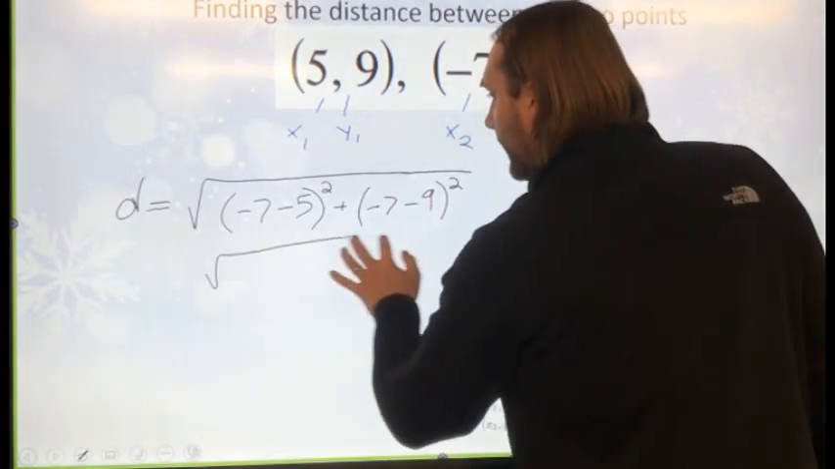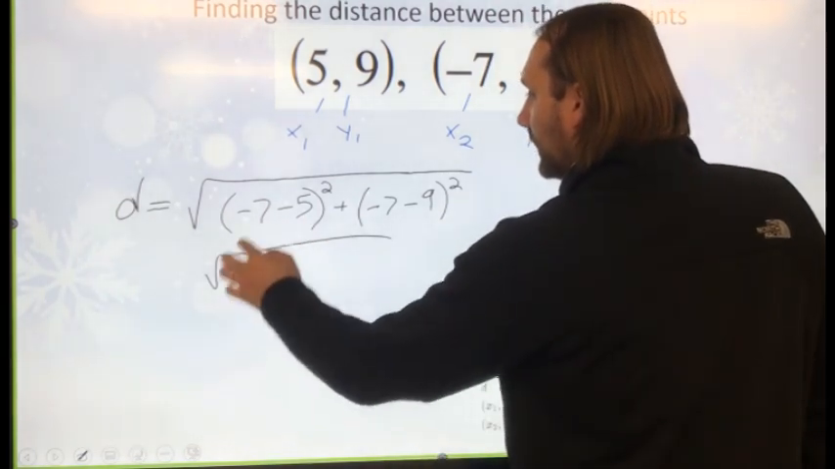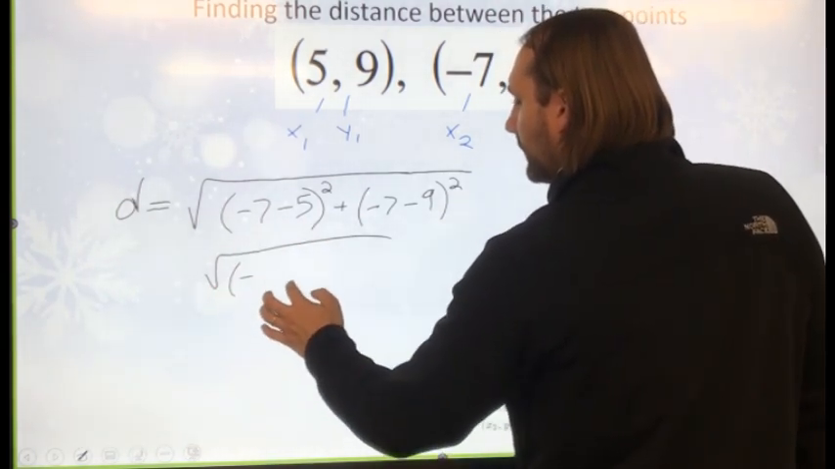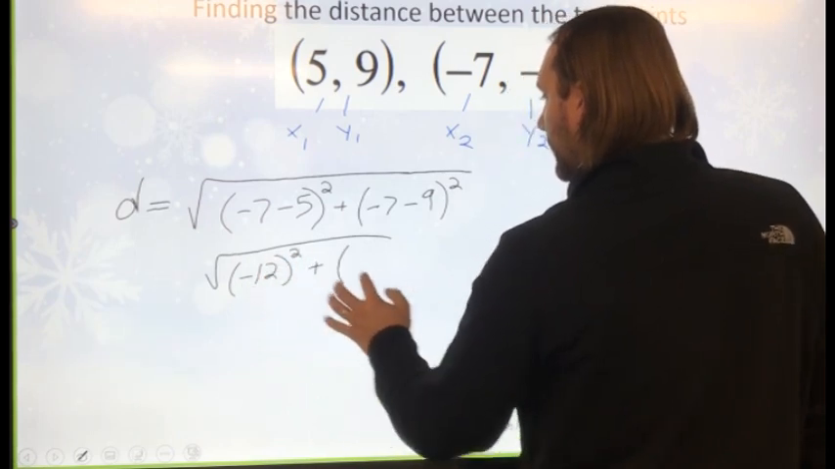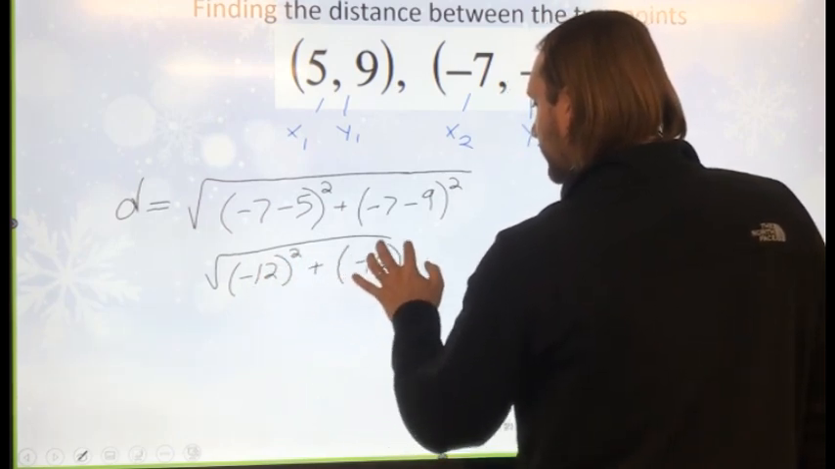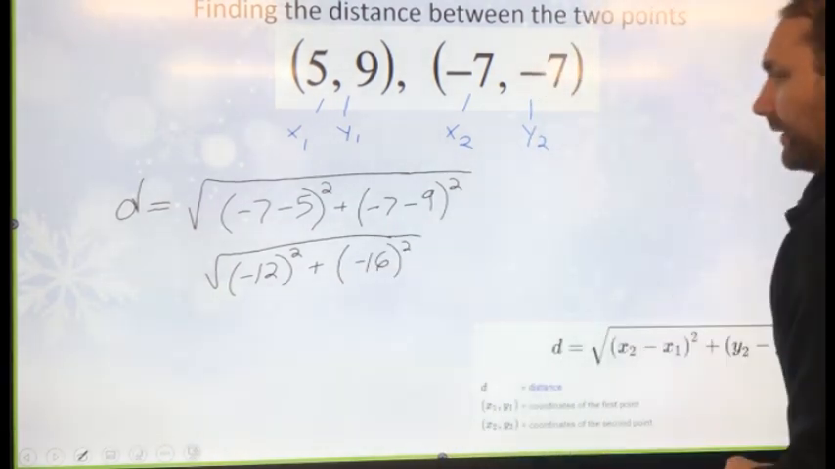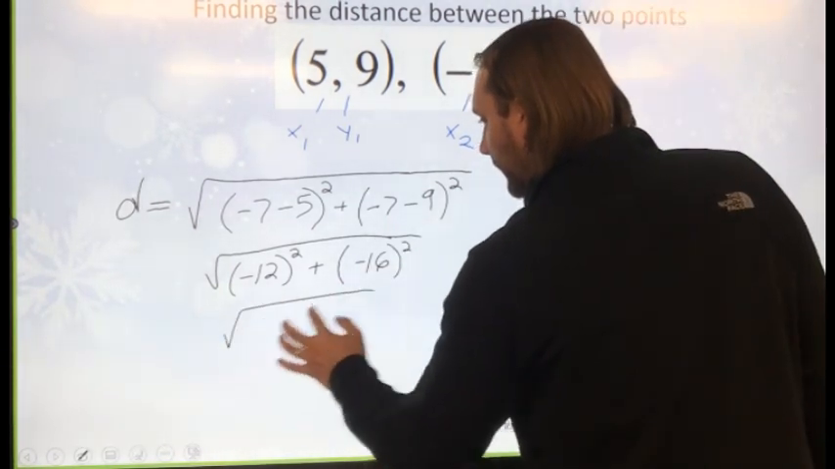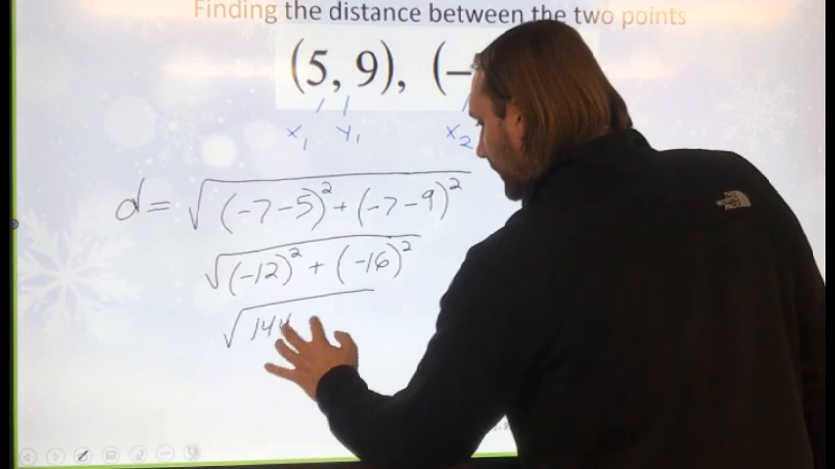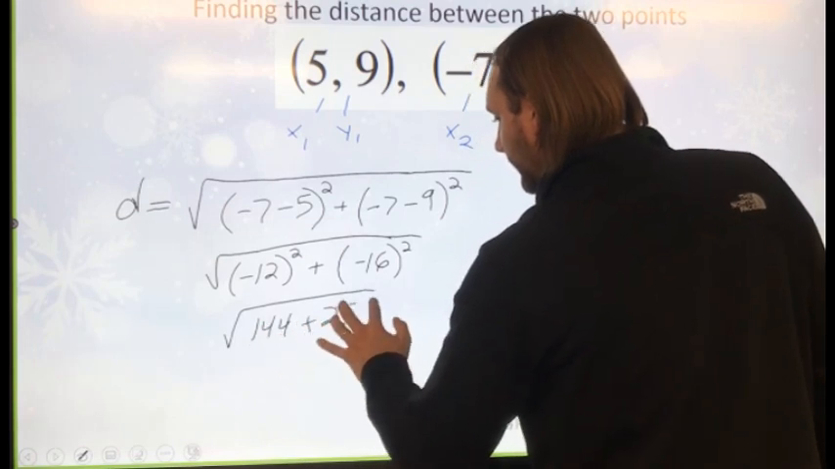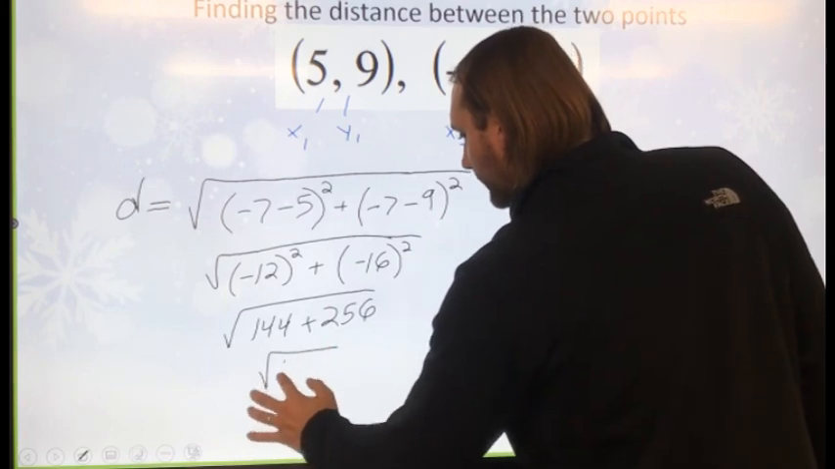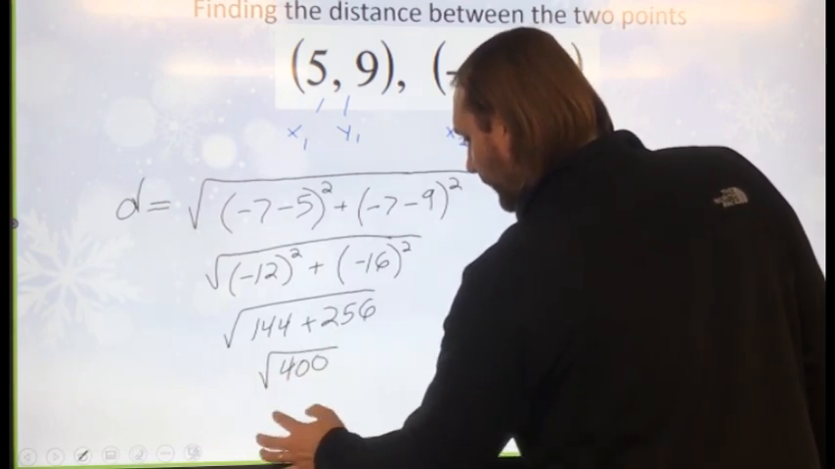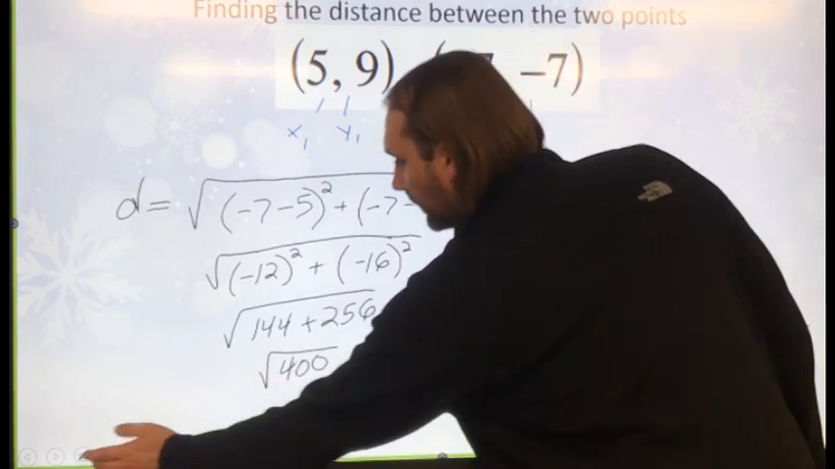All right. So that gives me the square root of (-12) squared plus (-16) squared. So that is 144 plus 256, which is the square root of 400. And the square root of 400 is 20.